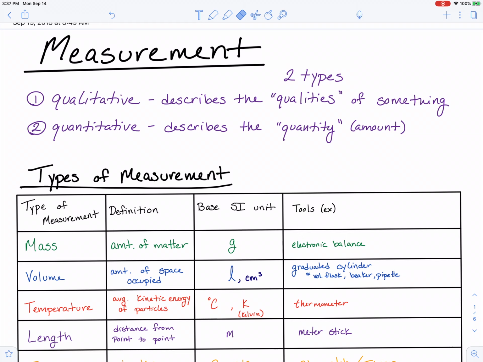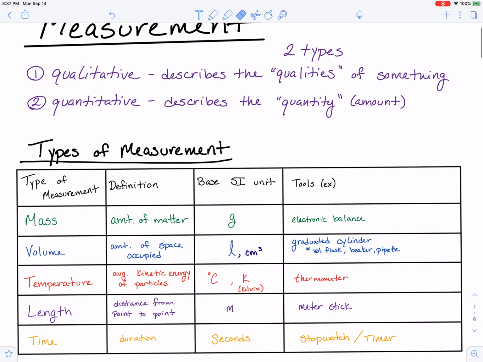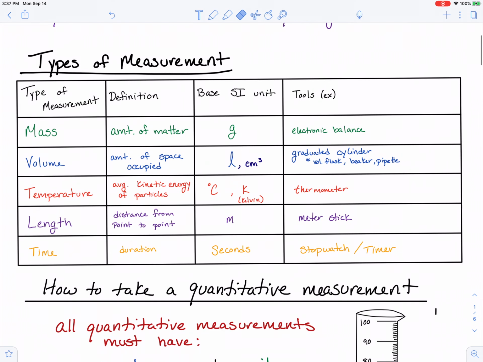And so measurements come in two forms. You can have qualitative observations. These can describe the qualities of something. And we have quantitative ones, and those describe the quantity or amount of it, so it's normally numerical. So the types of measurements that we'll be taking in this class include mass, volume, temperature, length, and time.